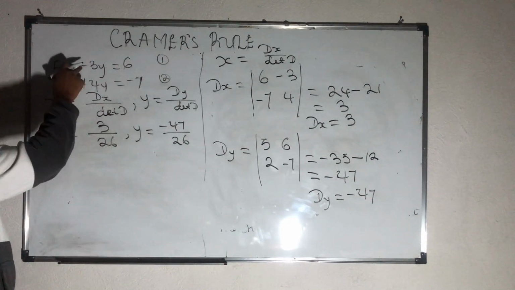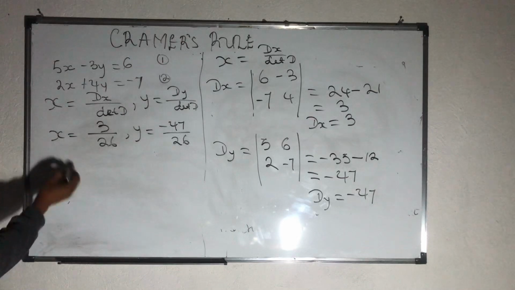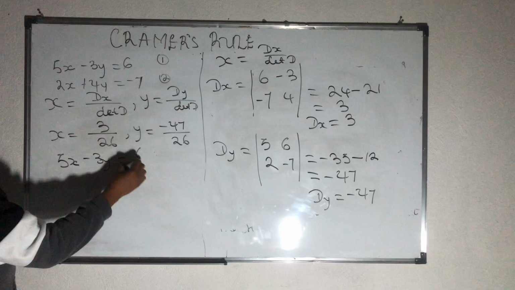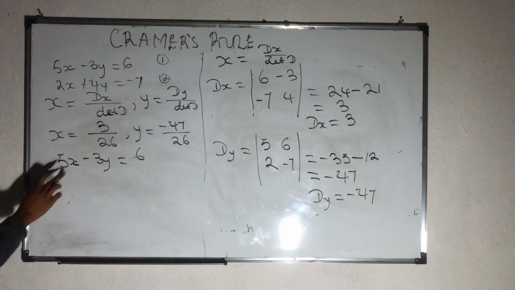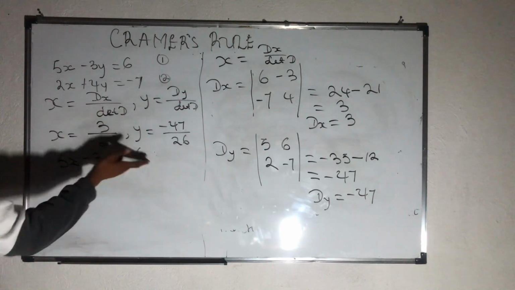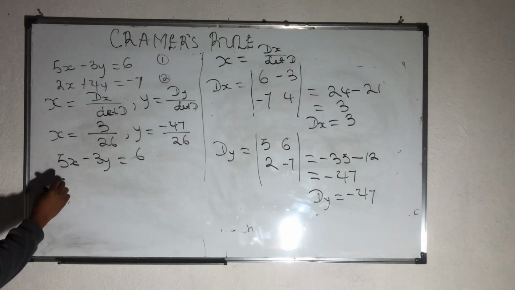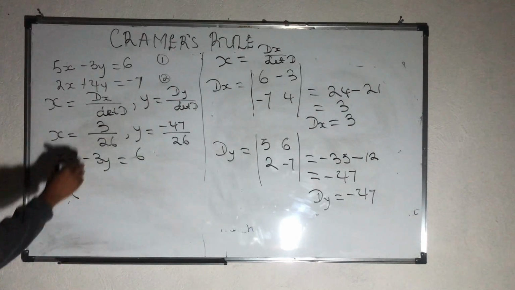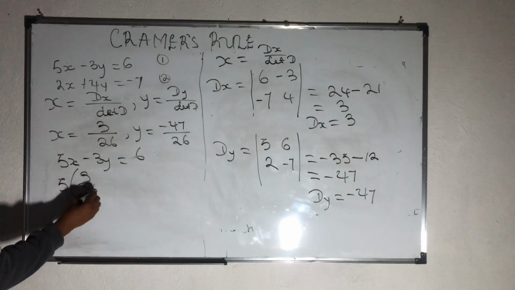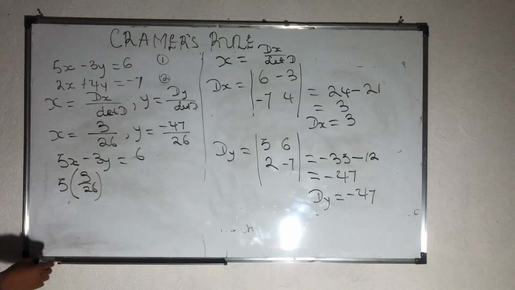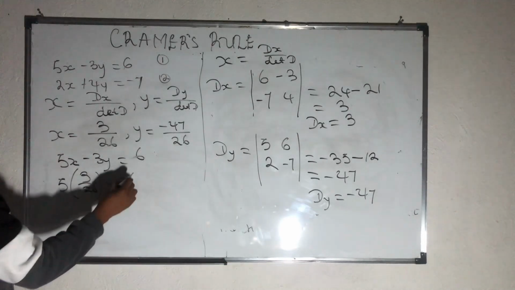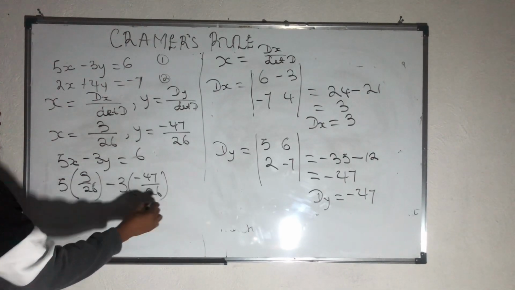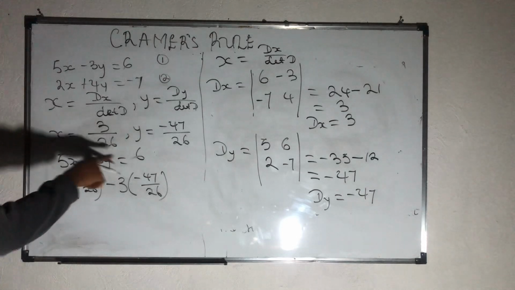So I'm going to use equation 1 first to verify. For equation 1, we have 5x minus 3y is equal to 6. So I'm going to plug in the values for x and y on the left hand part to check if I'll get a 6 afterwards. 5 multiplied by, the value for x is what? We have 3 over 26 as our value for x. And we have minus 3. Our y is what? Negative 47 over 26. So let's simplify this to check if we will get a 6.